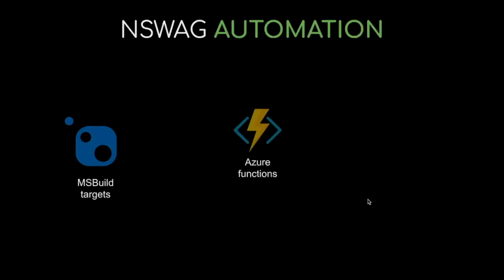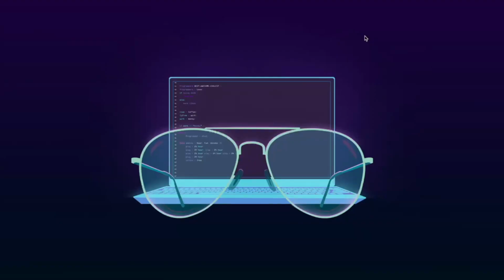And we can automate this process using multiple options. For example, we can do it with an MSBuild target using the NSwag NuGet package, or using Azure Functions in the cloud. Finally, we can use it also with an npm package called NSwag. So as a Mac user, I will use the last option. So let's see this in action.